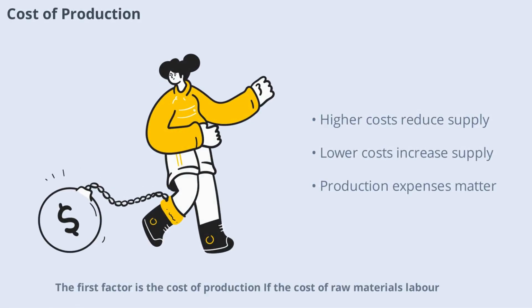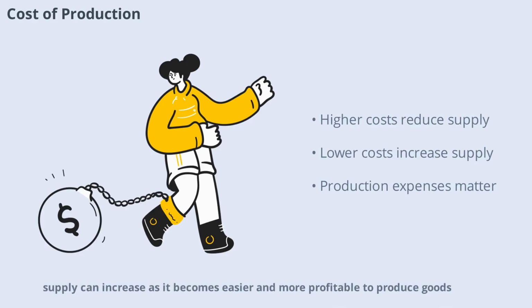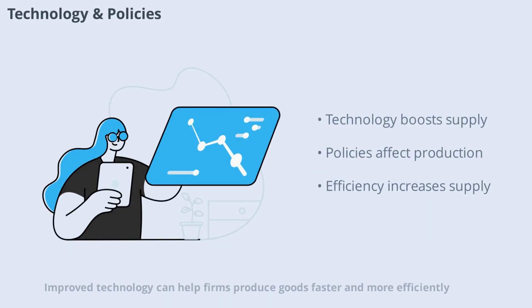The first factor is the cost of production. If the cost of raw materials, labor, transportation, or electricity increases, producers may supply fewer goods because production becomes more expensive. On the other hand, if costs decrease, supply can increase as it becomes easier and more profitable to produce goods. This factor is crucial for understanding why supply can change even if prices remain constant. The second factor is technology. Improved technology can help firms produce goods faster and more efficiently, which increases supply.